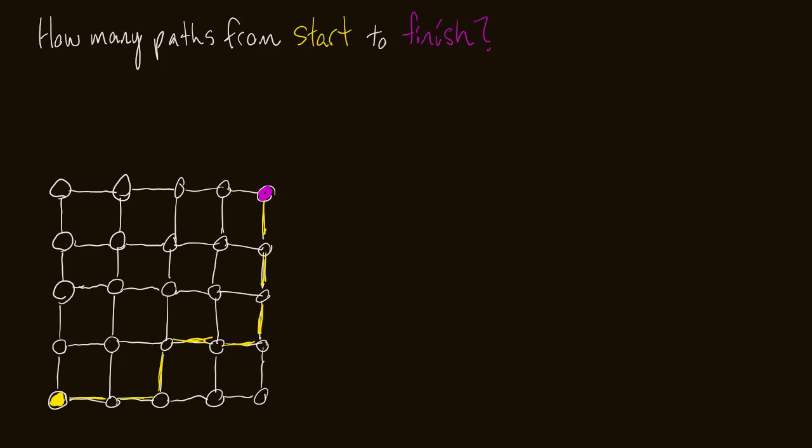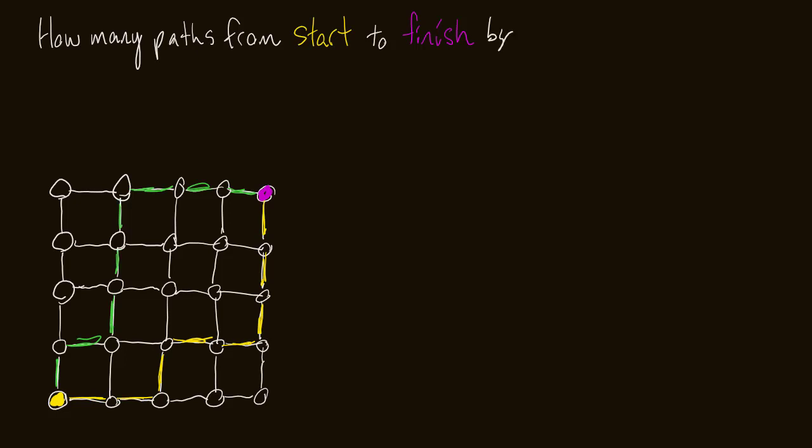Let's go green. So now I'm going to go up, and then right, and then up, up, up. Oh, I can't go up anymore, so now I'm just going to go right and right. Oh, and I should have specified this. How many paths from start to finish? Let me do this.